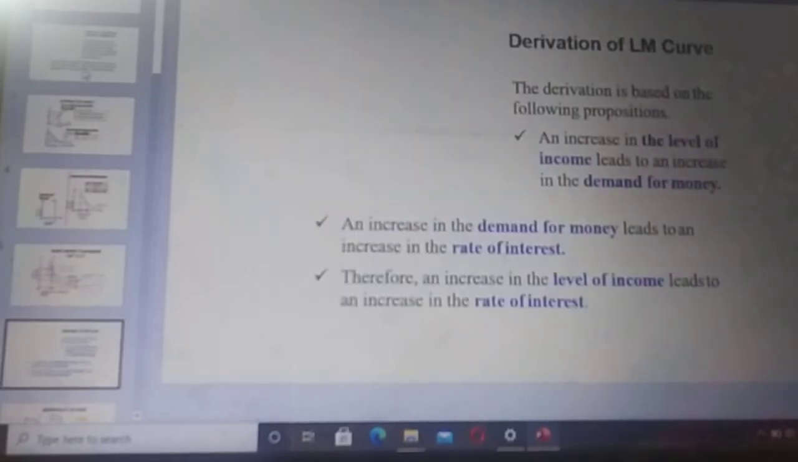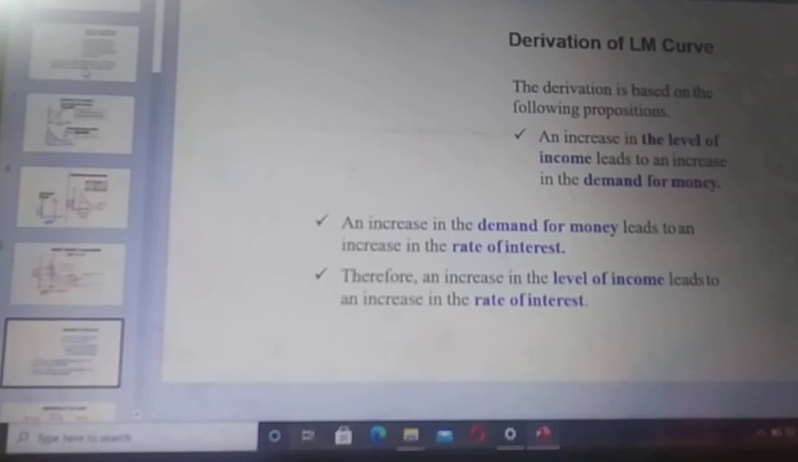So this is the derivation of the LM curve. How can we derive the LM curve? We derive the LM curve on the basis of the following propositions. First of all, an increase in the level of income leads to an increase in the demand for money.